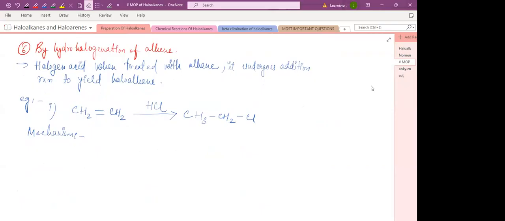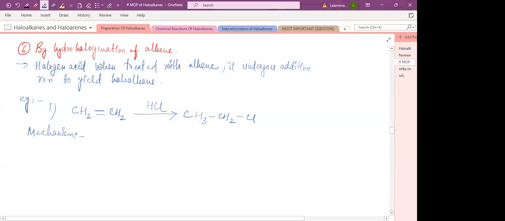Now, from simple hydrocarbons, we can also prepare haloalkenes. Okay, from hydrocarbons only, we can prepare haloalkenes. And from hydrocarbons, we will see many preparations, like free radical halogenation of alkene, hydrohalogenation of alkene, etc. Okay, so let's see one by one what these are. Please focus here. This is very, very important. So first is hydrohalogenation of alkene.